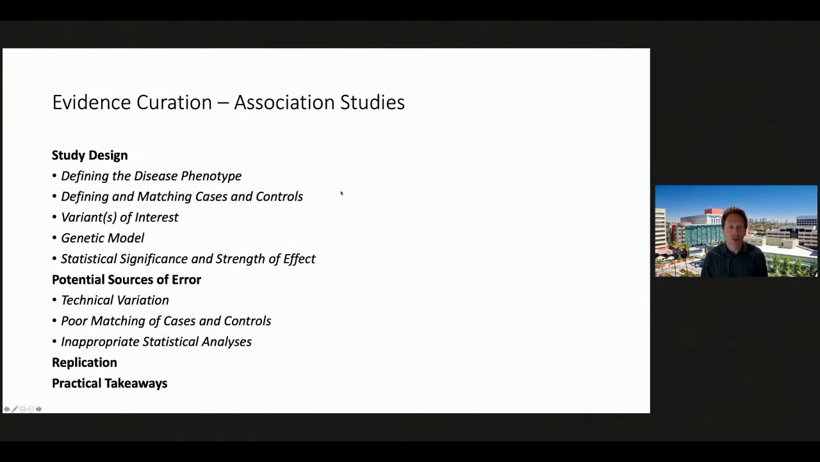Defining the variant or variants of interest and how you test for them, the genetic model that the association is being evaluated in. So for example, dominant, recessive, or allelic models, calculating statistical significance and the strength of the effect, potential sources of error, so technical variation, different platforms, for example. Poor matching is one of the most important ones, as I suggested. Inappropriate statistical analyses, most commonly not performing multiple hypothesis correction.